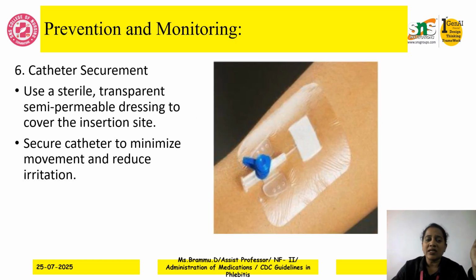The sixth important guideline given by the CDC is catheter placement. Always use a sterile dressing. In this picture you can see the sterile Tegaderm dressing being applied, which is transparent, that is, you can see through.